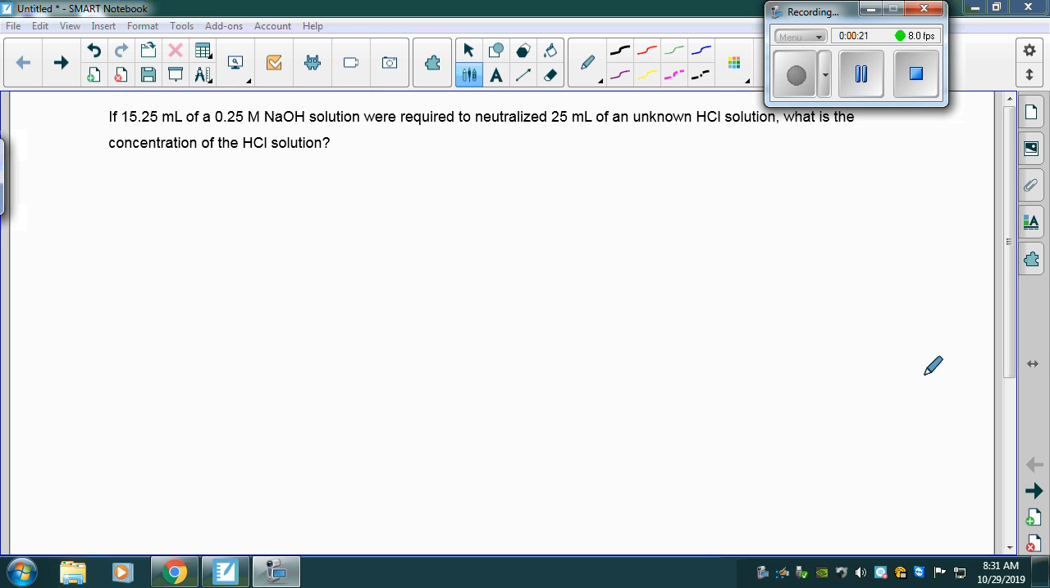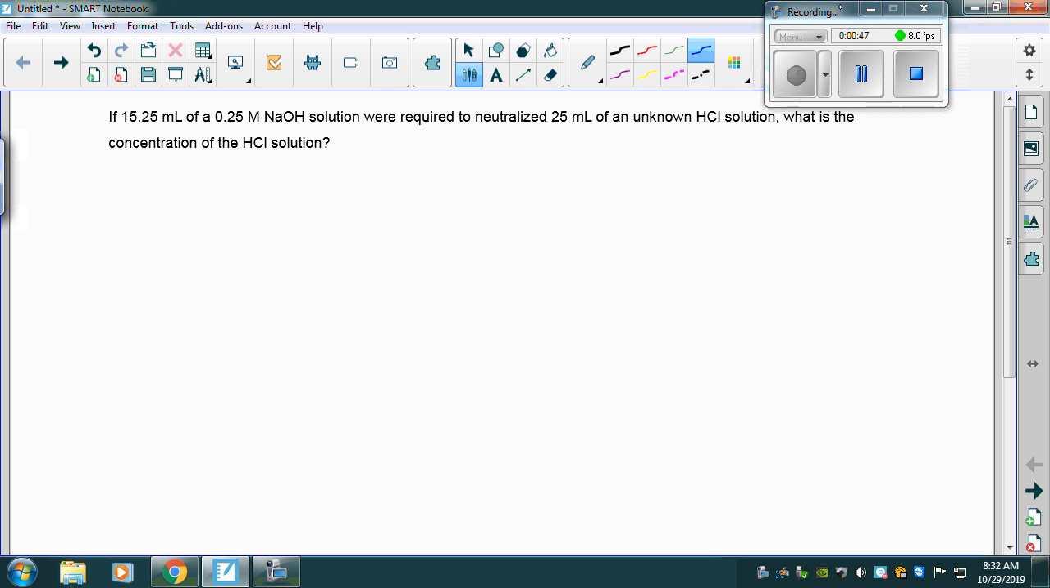But the question said that 15.25 milliliters of a 0.25 molar NaOH solution were required to neutralize 25 milliliters of an unknown HCl solution. What is the concentration of the HCl solution? And if you remember, we can't solve a titration problem. A titration is a chemical reaction. All right, and so the thing that's got to guide us first, our step one, is the balanced chemical equation.